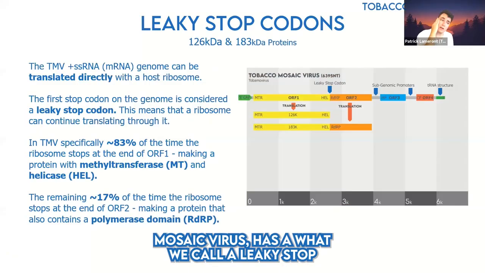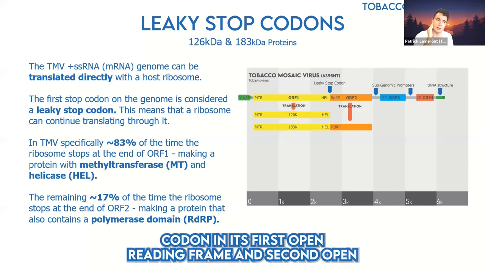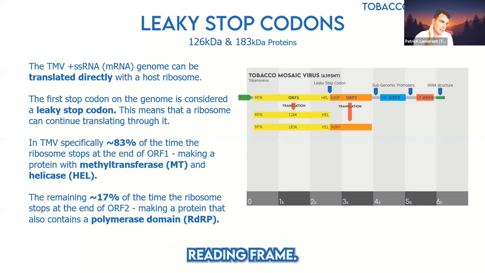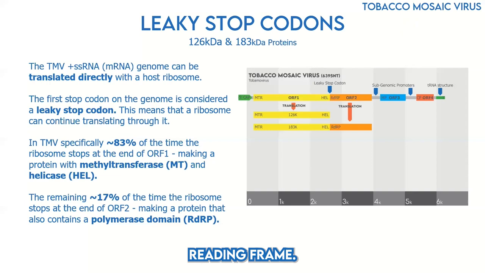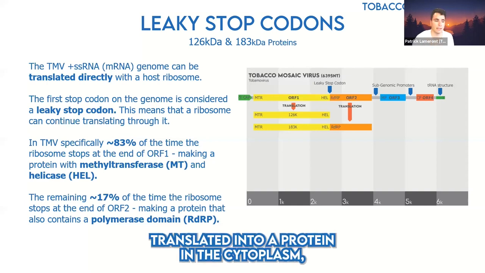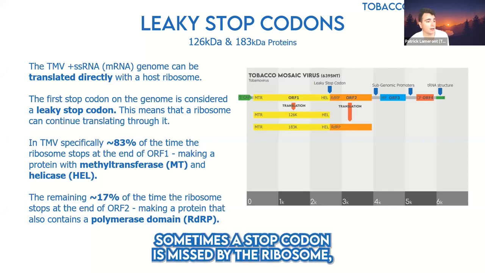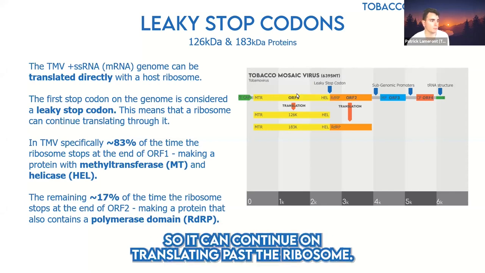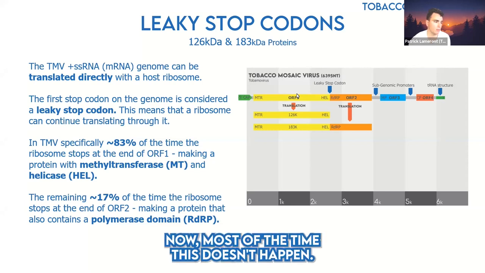Tobacco mosaic virus has what we call a leaky stop codon in its first open reading frame and second open reading frame. So what this means is when the RNA is directly translated into a protein in the cytoplasm, sometimes a stop codon is missed by the ribosome, so it can continue on translating past the stop codon. Now, most of the time this doesn't happen.